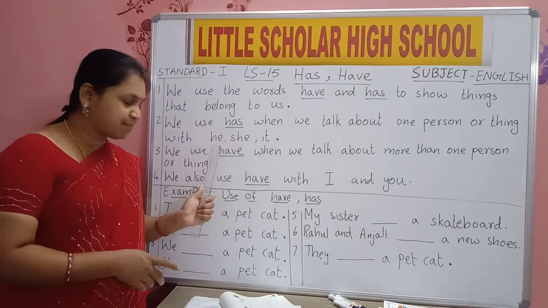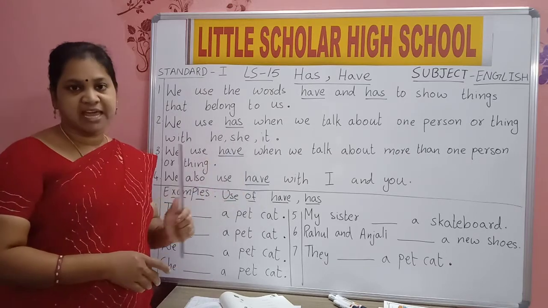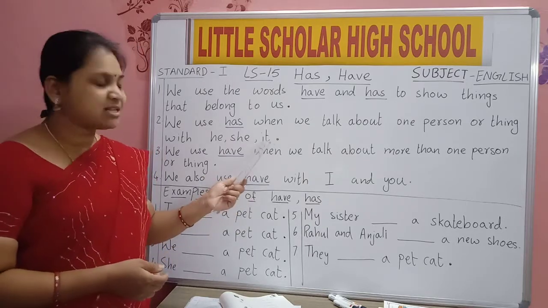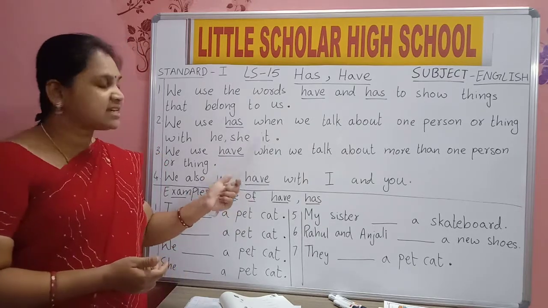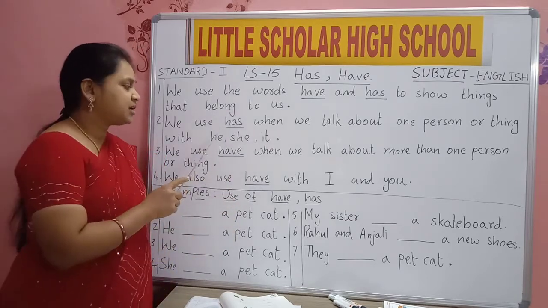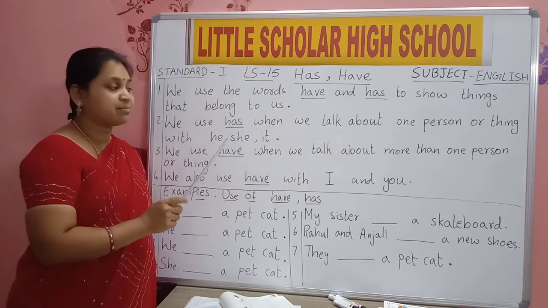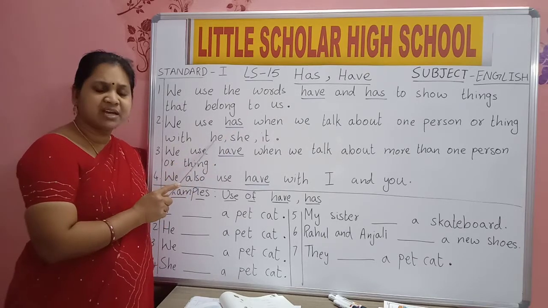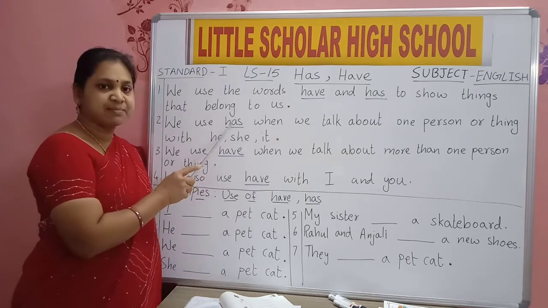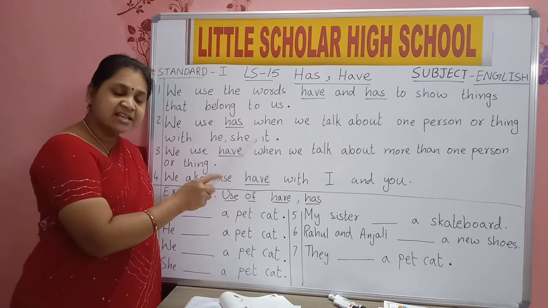Like, he has a pencil. She has a pencil. It has a scale. It has a tail. For animals we use it. It has a tail. He has. Have will not come. He means here we are talking about only one boy. So, has. He has a pencil. She has an eraser.